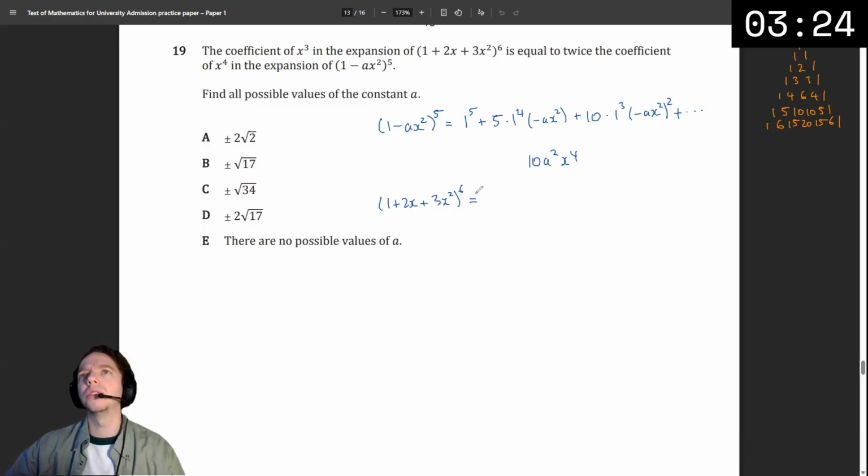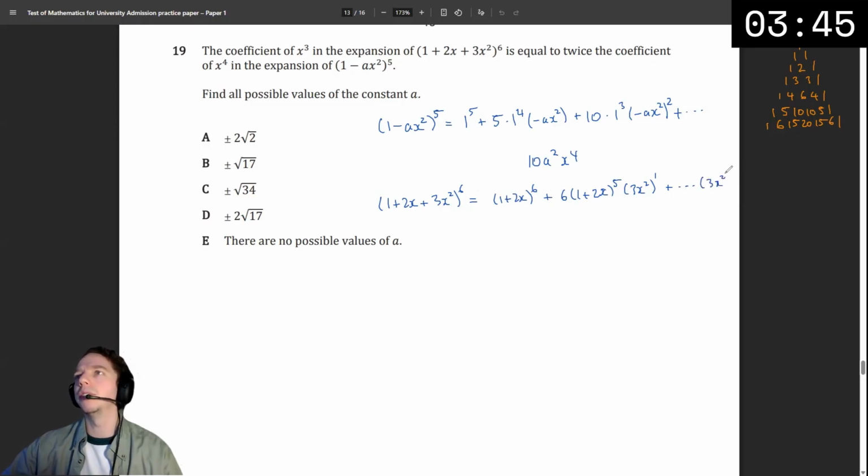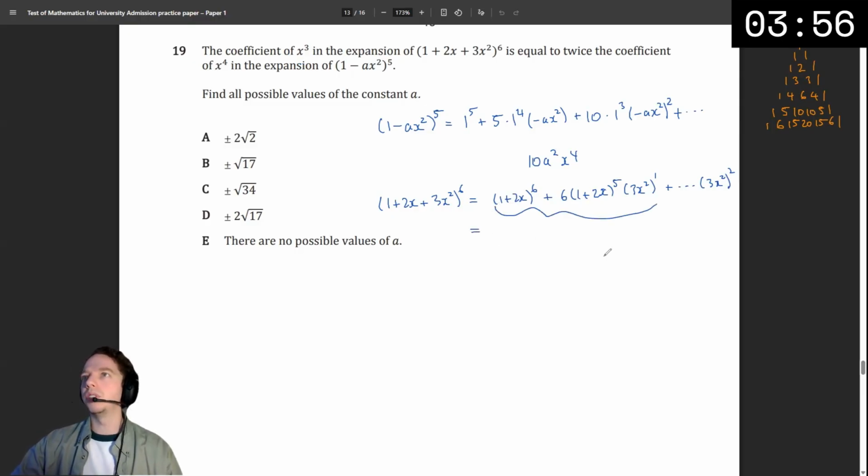So, let's go. First we have 1 plus 2x to the sixth power plus 6 times (1 plus 2x) to the fifth power times 3x squared. And then basically a bunch of stuff that we don't care about, because after that I'm going to have a term of 3x squared to the second power. So everything's going to be at least order 4 or more, so it's not going to contribute to the x cubed coefficient. All right, cool. So basically, I'm only concentrating on these two terms.